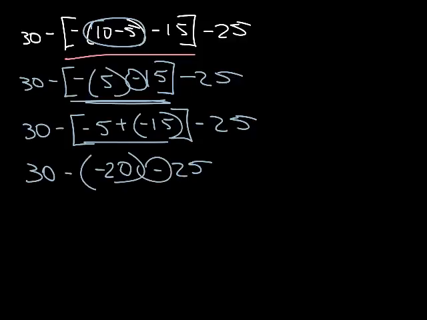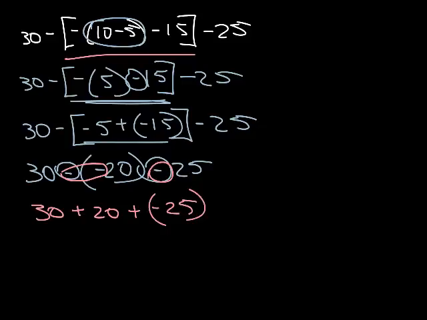So we're going to change these symbols to 30 plus, well actually, now that I look at this, let's do this. I didn't even notice this first of all. I have two negatives side by side, so I'm just going to change that to 30 plus 20. And this one I'm going to change to plus negative 25. Okay, so because I had the two minus signs here, I can change that to plus. So 30 plus 20 is 50.